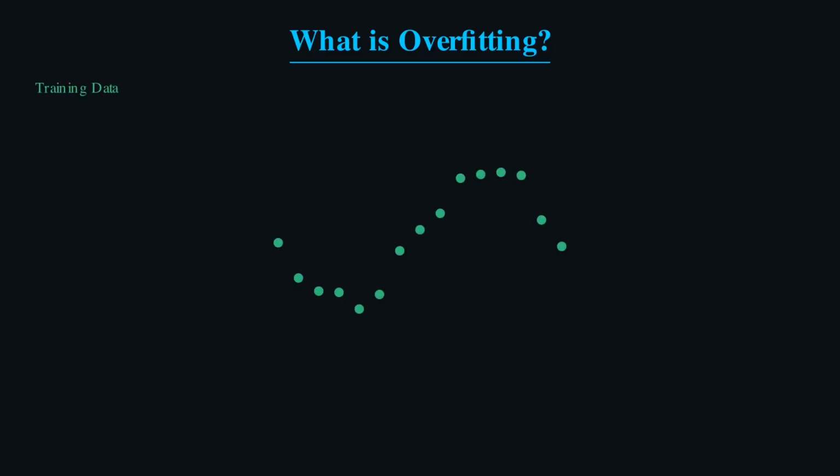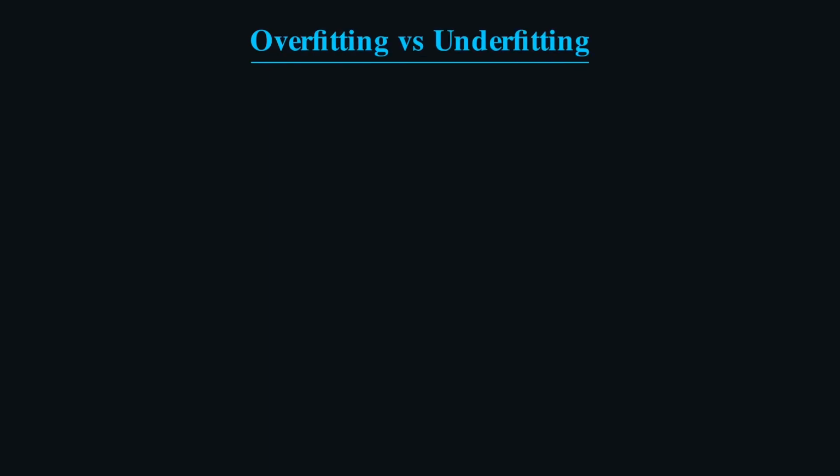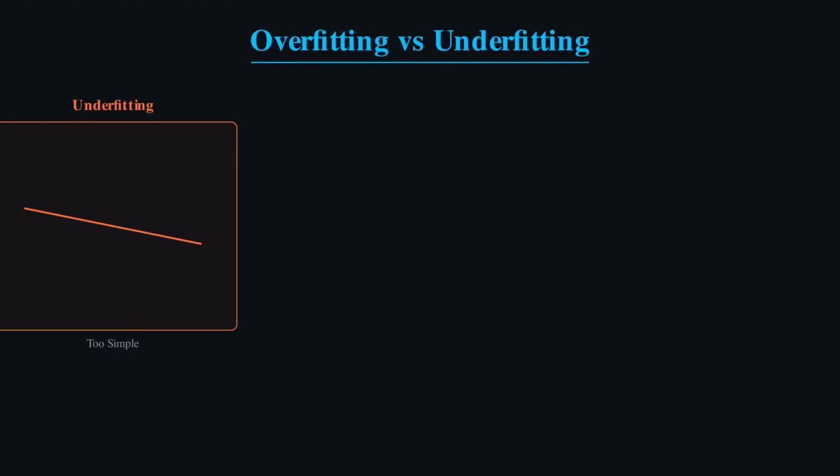Your model trains on these green points, but instead of learning the pattern, it memorizes every point, including the noise. The red curve fits perfectly, yet when new orange test data arrives, predictions are way off. That's overfitting. Low training error, high testing error. Your model memorized instead of generalized. And in production, that's catastrophic.